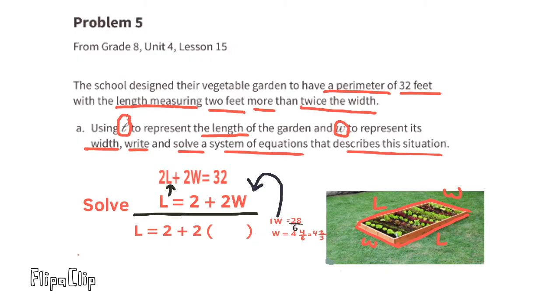Now we can rewrite the equation as L equals 2 plus 2 times 28 over 6. And 2 times 28 over 6 is 28/3. So L equals 2 plus 28/3. 2 is equivalent to 6/3. So we can add 6/3 to 28/3. That gives us 34/3. So we know that L equals 34/3, which can be written as 11 1/3.